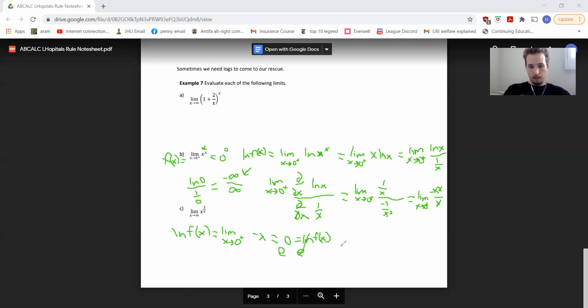So we get f of x is equal to e to the 0, and that is equal to 1. Anything to the 0th power, almost anything to the 0th power, is 1. And so this means that the answer is, we go back to the original problem.